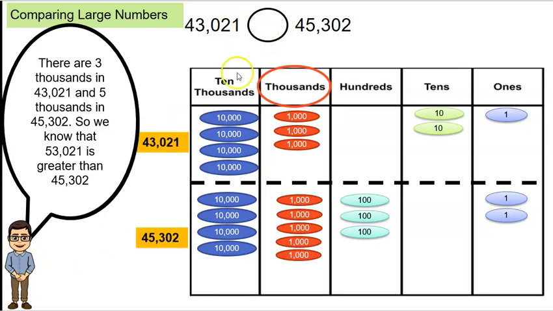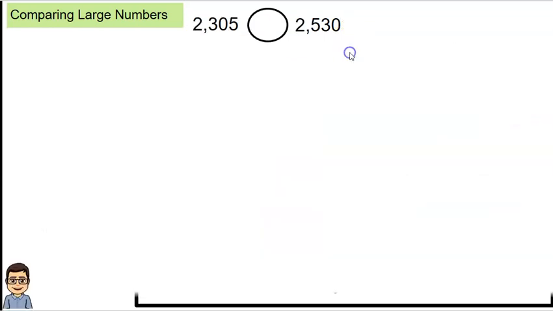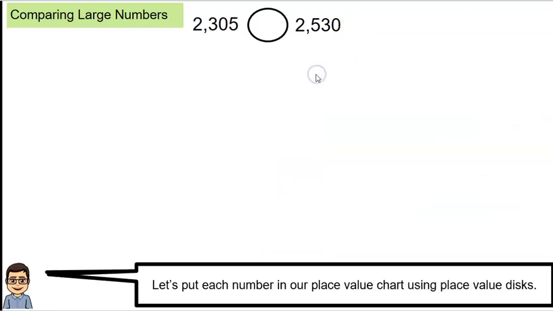Hold on. And now we can say that we know 43,021 is less than 45,302, or 45,302 is greater than 43,021. And I stop right there at the thousands. I don't need to look at the hundreds, the tens, or the ones, because if I have more thousands, it's a bigger number. Okay?